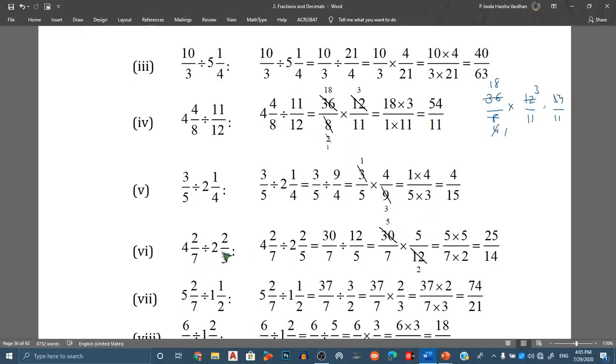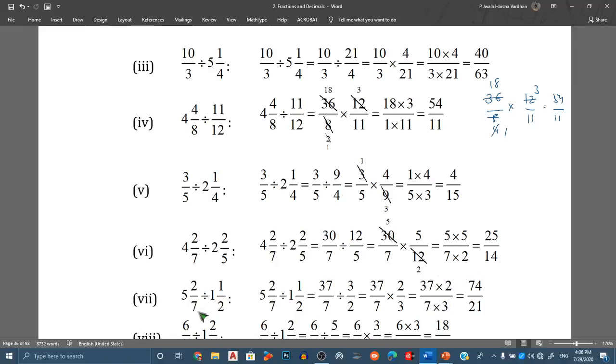Next, 4 2 by 7 divided by 2 2 by 5. So first convert these two fractions into improper fractions. 7 4s are 28 plus 2, 30 by 7 divided by 5 2s are 10 plus 2, 12 by 5. Next step. What is the next step? First keep the first fraction as it is, change the second fraction to its reciprocal, which is 5 by 12. Now you have a common factor for 30 and 12, which is 6 here, 6 2s, 6 5s. So now you can multiply the numerators and denominators. 5 5s are 25 by 7 2s are 14.